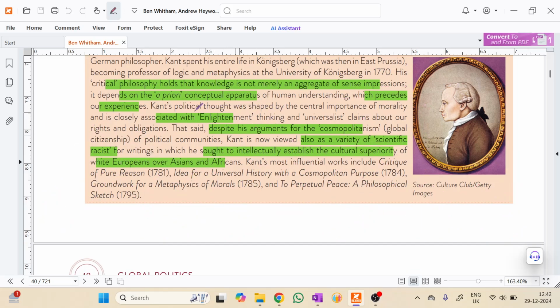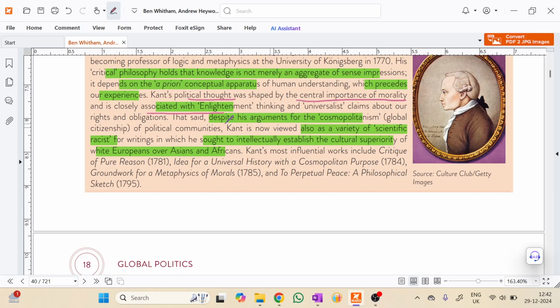And his political thoughts were shaped by the central importance of morality and associated with the Enlightenment. That said, despite his argument for cosmopolitanism, which is global citizenship, he is also viewed as a variety of scientific racist. He sought to establish the cultural superiority of white Europeans over Asians and Africans.